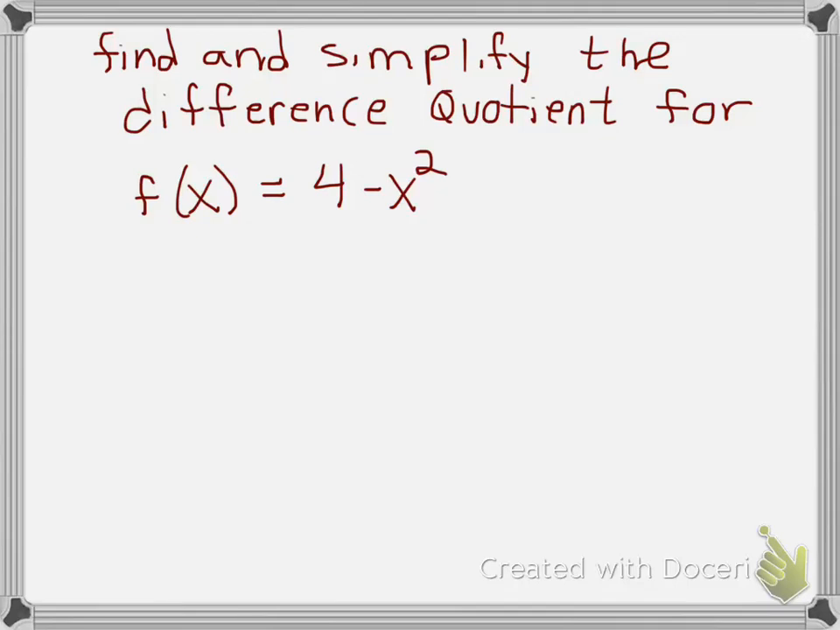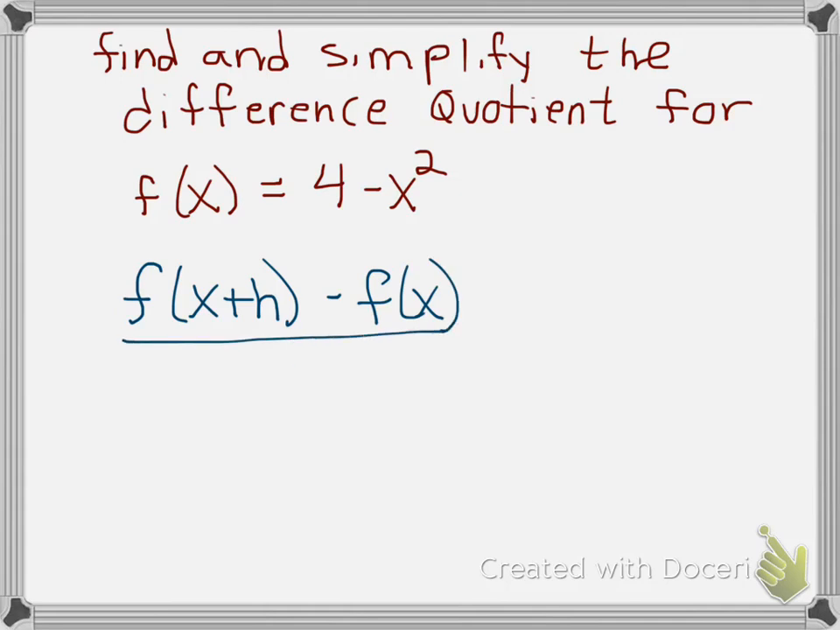Okay, find and simplify the difference quotient for the function f of x equals 4 minus x squared. So first thing, let's try to remember what the difference quotient is. That's the formula f of x plus h minus f of x all over h. So this is what we need to find and simplify. That simplify part is really important. Make sure you remember to combine like terms, cancel, things like that.